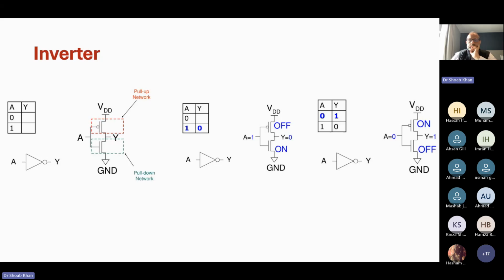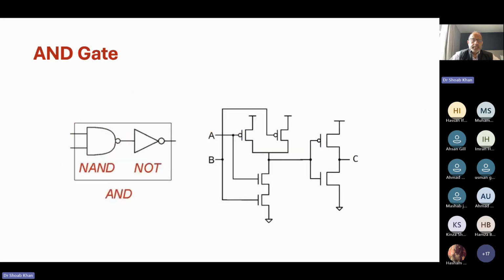Then you can have an AND gate by having, this is a NAND gate. So the NAND gate is this much. You are putting the two P type in parallel and two N type in series, and we can go through the same logic.